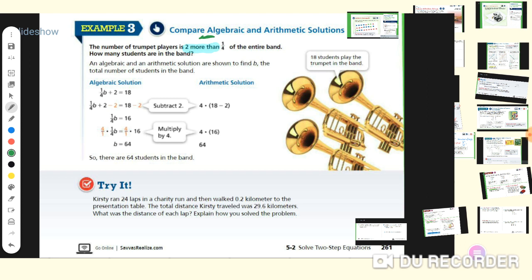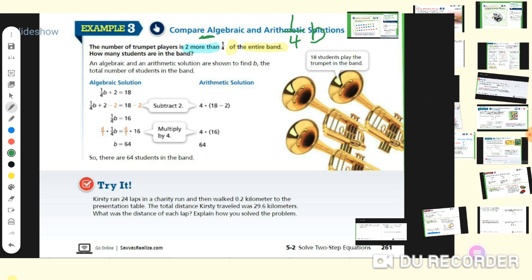I don't know the number of the entire band. How many are in the entire band? Okay, I don't know actually. So it's 1/4. I can make it later here, the entire band. Entire band, I don't know, 1/4 of, and "of" here means what? Multiply. So it's 1/4 multiplied by something, any letter. We will call this letter B. So B is the entire band.